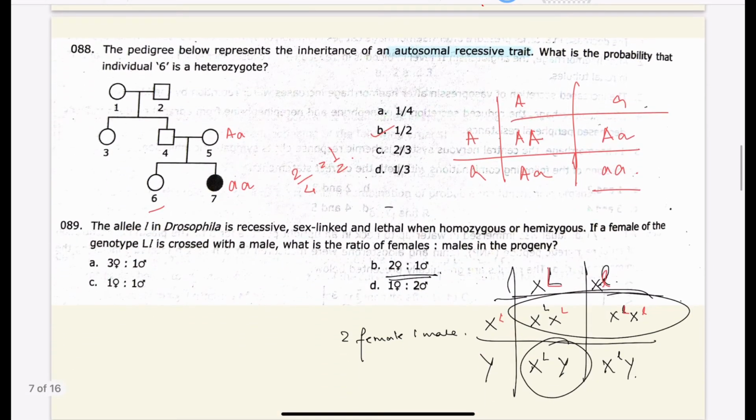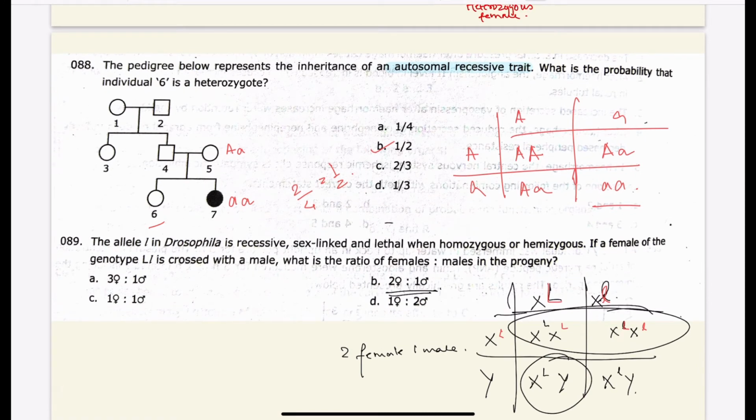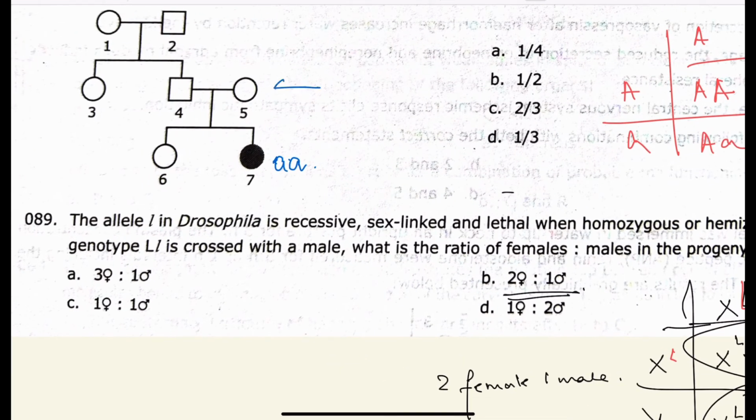Next question. The pedigree below represents the inheritance of an autosomal recessive trait. What is the probability that individual 6 is a heterozygote? The question says that it is an autosomal recessive trait, the black one below in 7. So that autosomal recessive trait will be shown here as small a, if we consider it as the A allele. So when do we get a small a? When our parents are heterozygous, that is, capital A, small a. Both the parents are heterozygous.